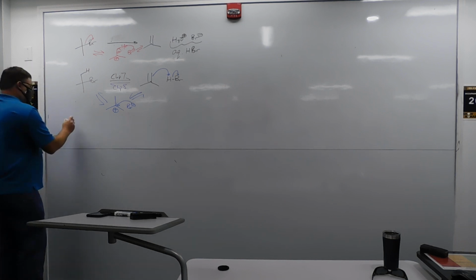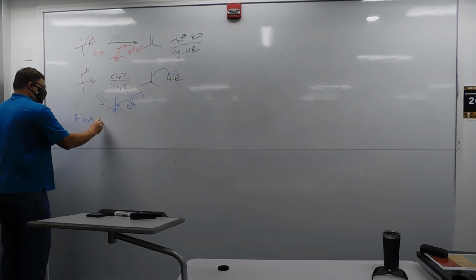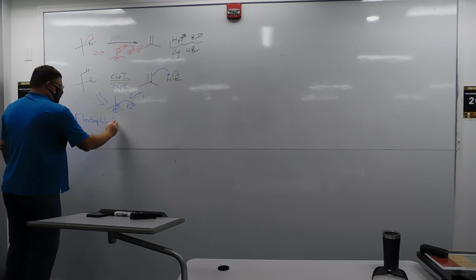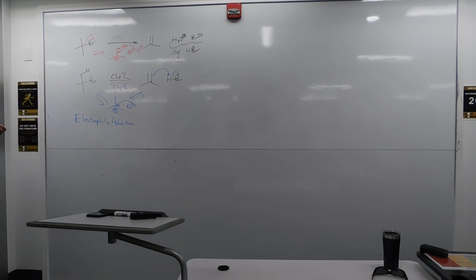This is called an addition reaction. It's specifically called an electrophilic addition reaction. So H and Br add to the alkene. I think seeing how this is called an addition reaction makes a lot of sense.